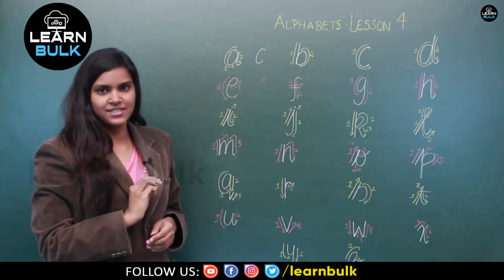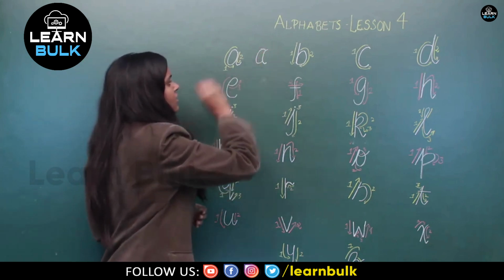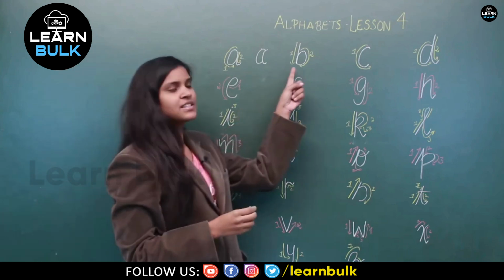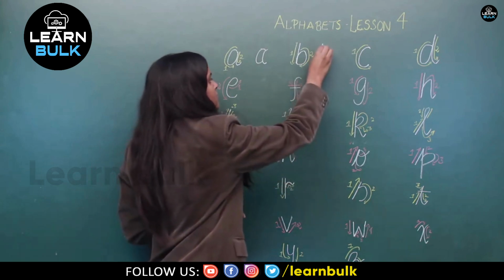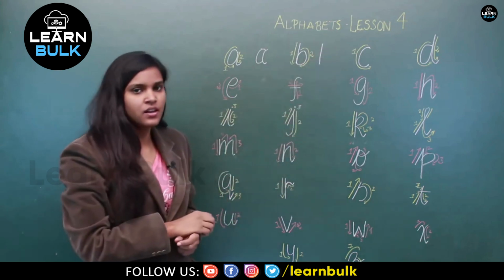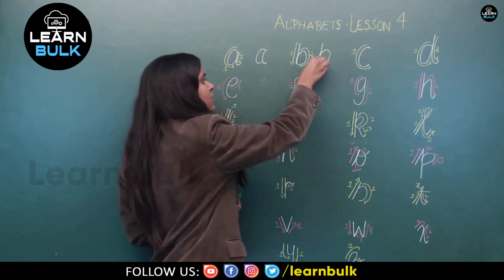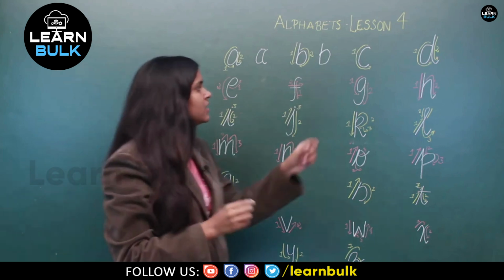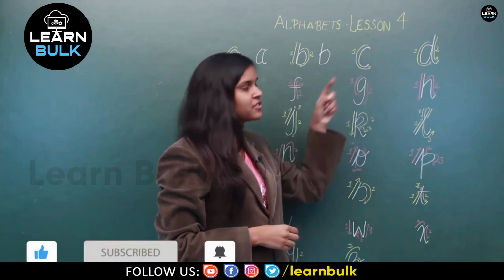Draw something like a C. And then add another curve. Let's learn how to write B. Draw a line and then complete it with a curve. C is very simple. It's just a simple curve.